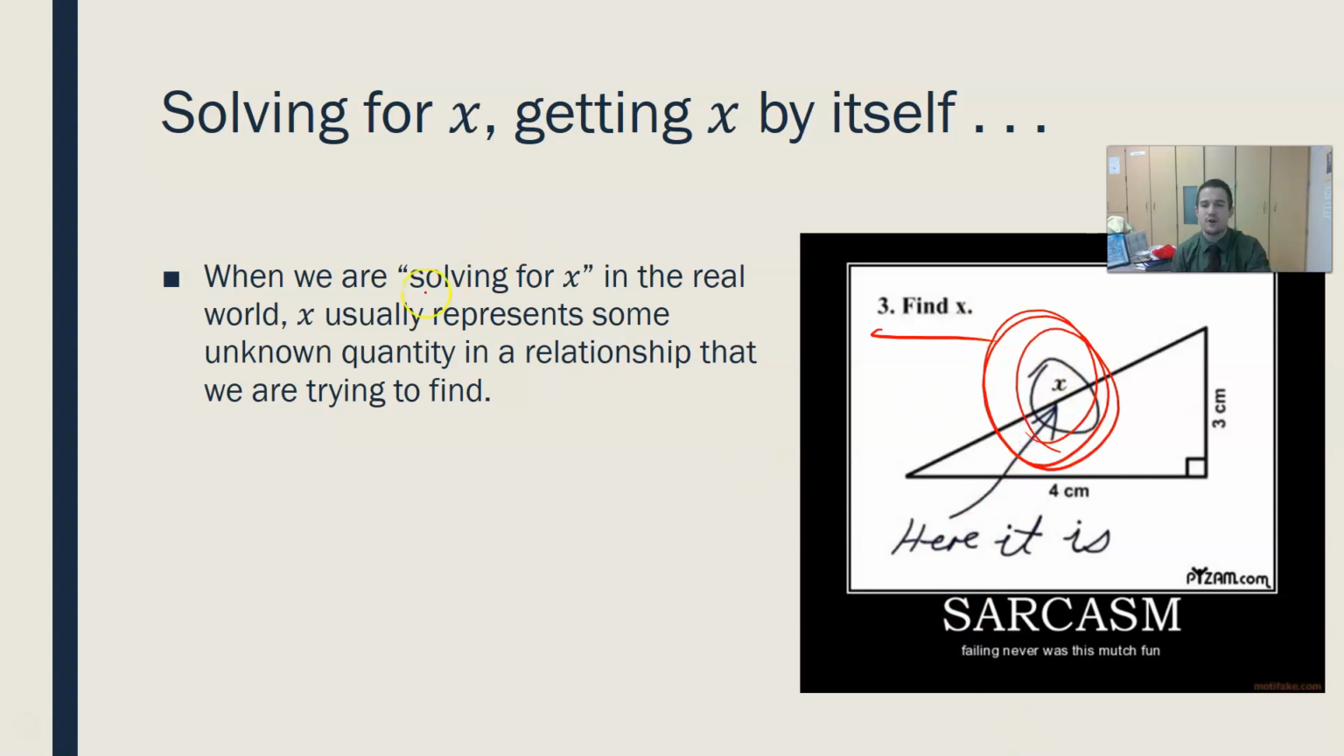When we're solving for x in the real world, when I have an equation that models something in the real world, x usually represents some unknown quantity in a relationship that we are trying to find. So when I have a mathematical equation, usually it represents something where x is the thing I'm trying to find. X is some value I don't know that I'm trying to find.